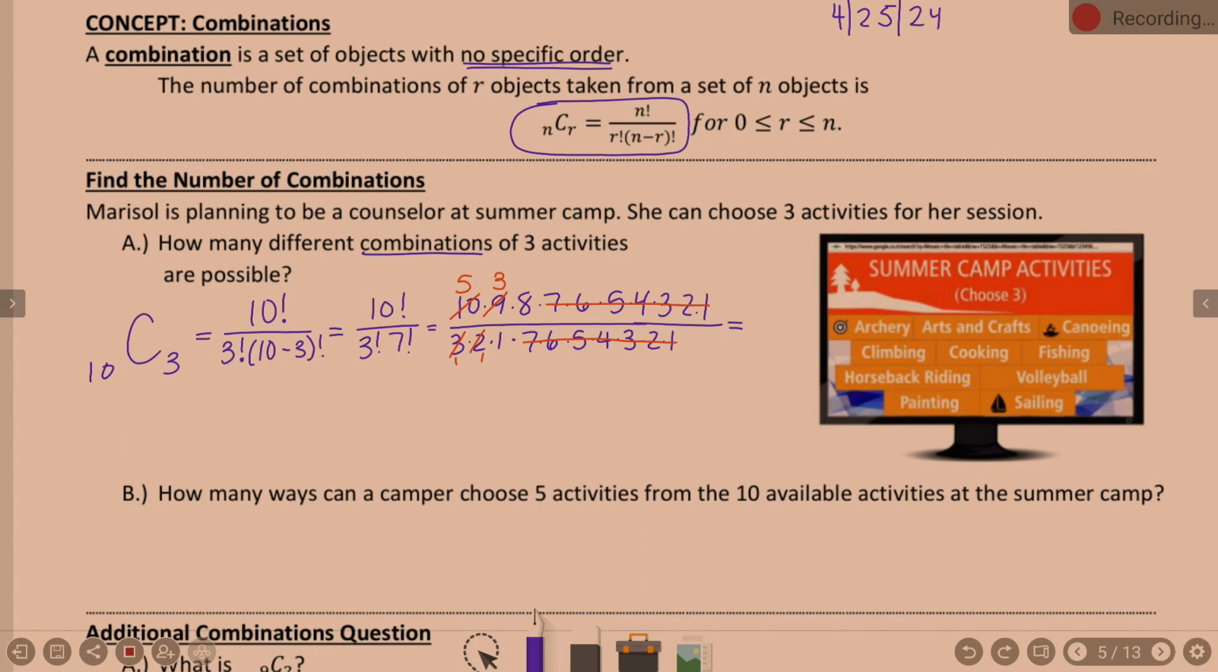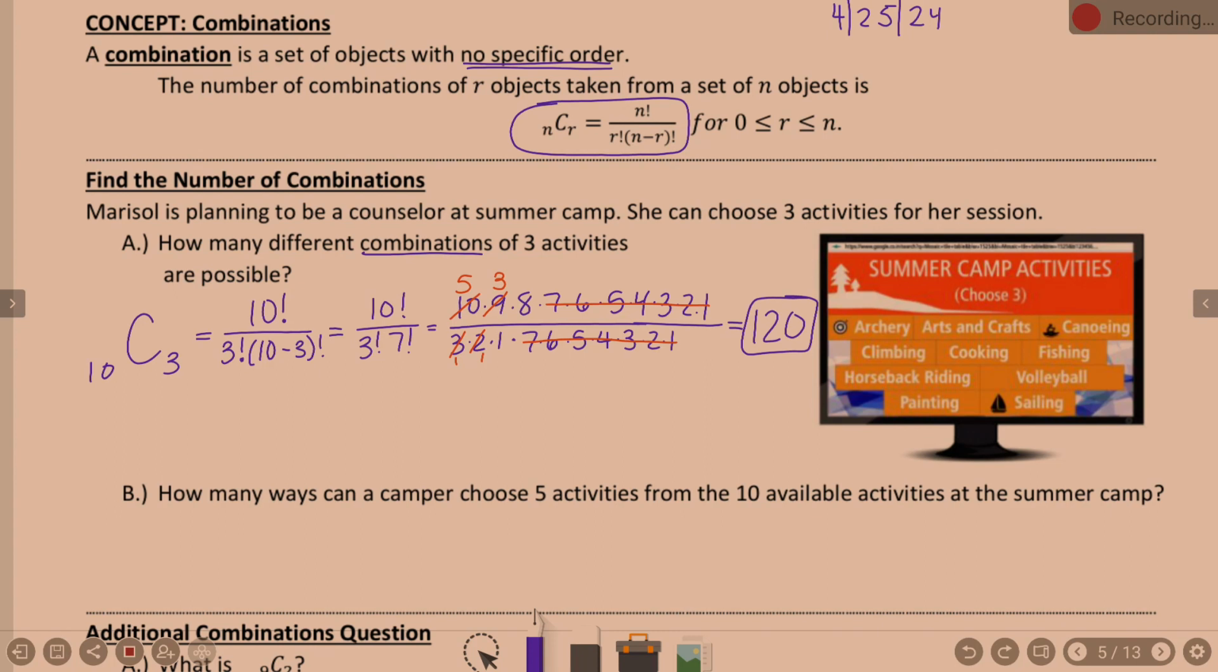5 times 3 times 8 is 120. Okay? The more numbers you get canceled, the less numbers you have left. There's just fewer numbers to plug in. There's also more that you can just do in your head. Okay, questions with that? No.